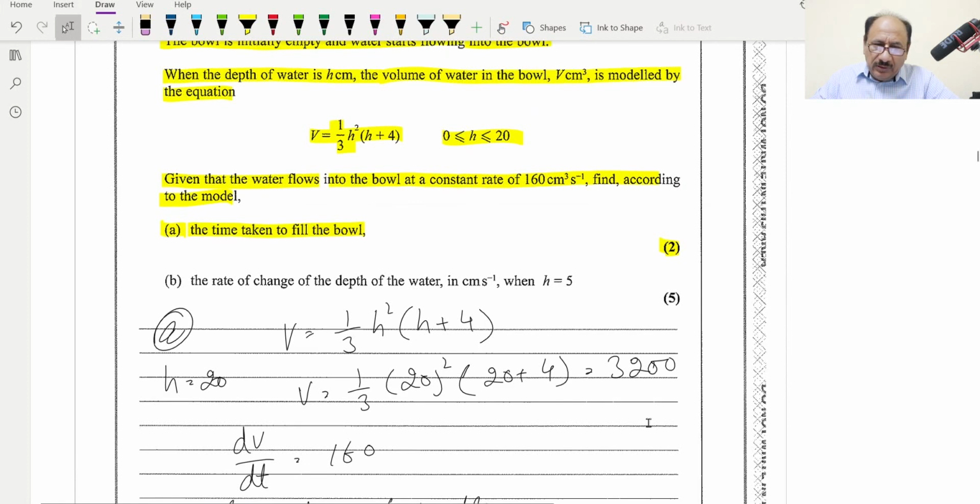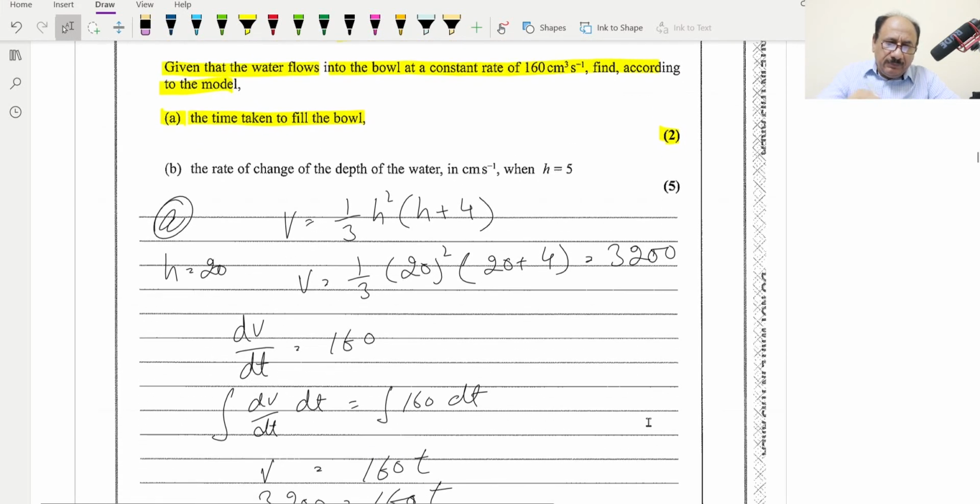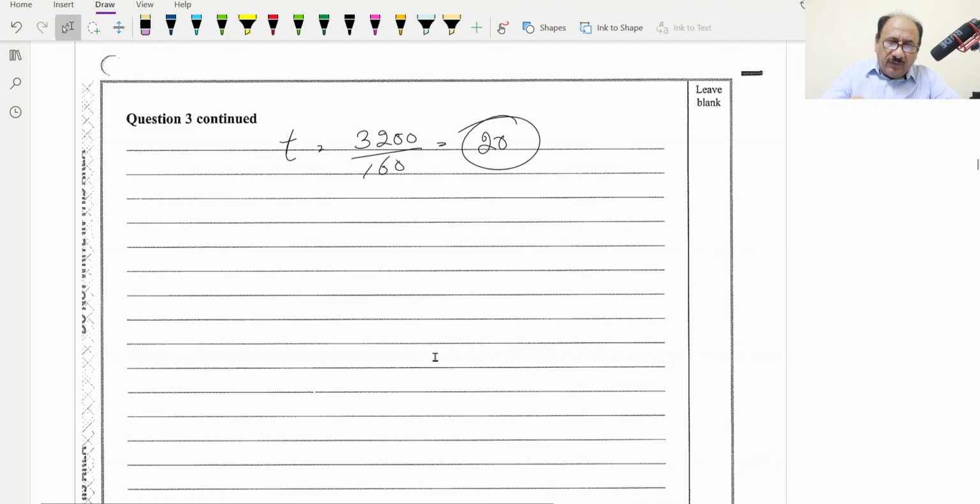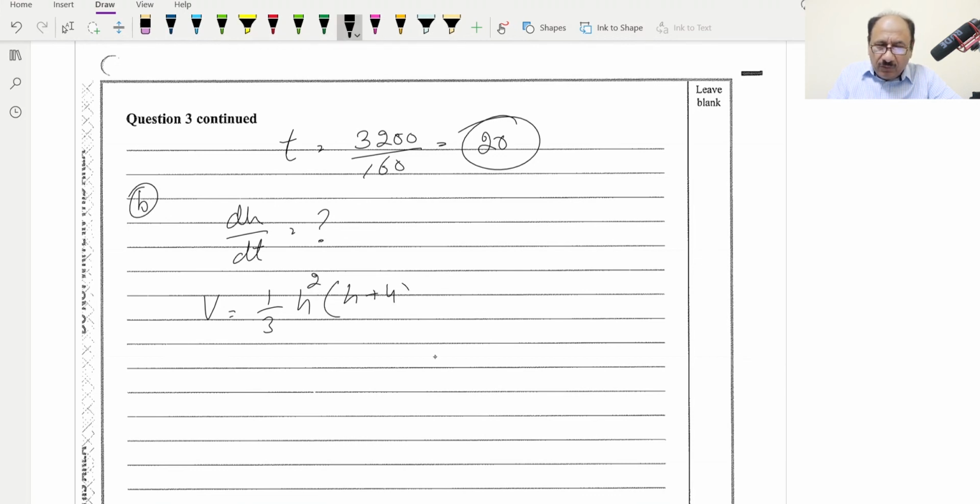Next is B part. The rate of change of the depth of the water in centimeters per second, when h is equal to 5. So we have to find dh over dt. For B part, we have to find dh over dt. This is our target, and the volume we know is 1 by 3 h squared into h plus 4.